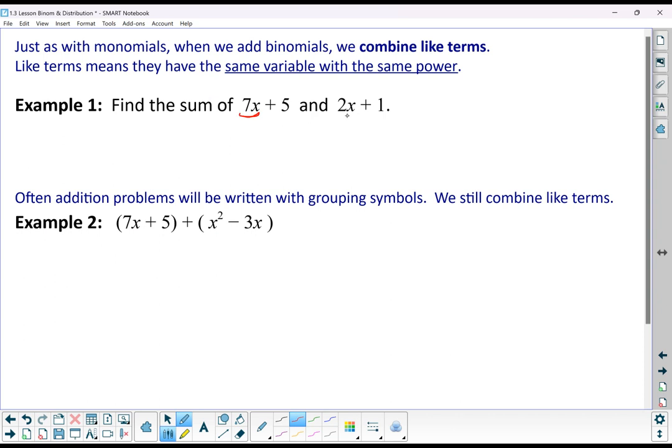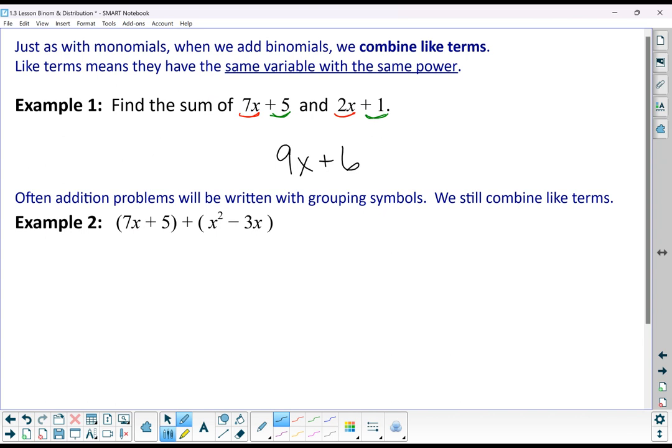Well, these two terms both have the variable x, so we can combine them into a 9x. And then these two terms are both constant terms, and so we can combine them to get a total of 6. So the sum of 7x plus 5 and 2x plus 1 is 9x plus 6.